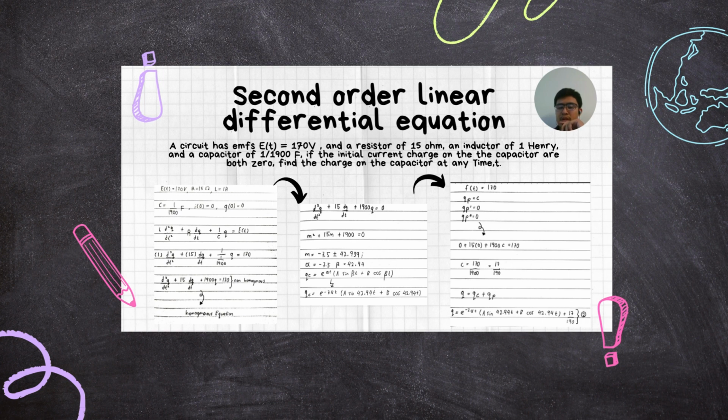For the general solution, the formula is Q equals Qc plus Qp. So we insert the values: e^(-7.5t) times (A sin 42.94t + B cos 42.94t) plus Qp, 17 over 190. This is equation 2. After that, we must find the values of A and B.